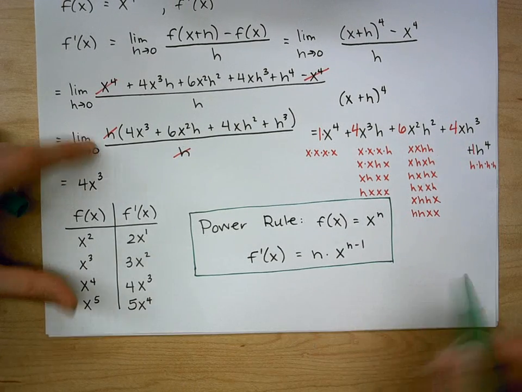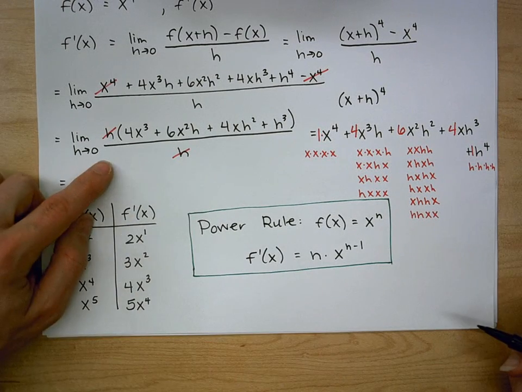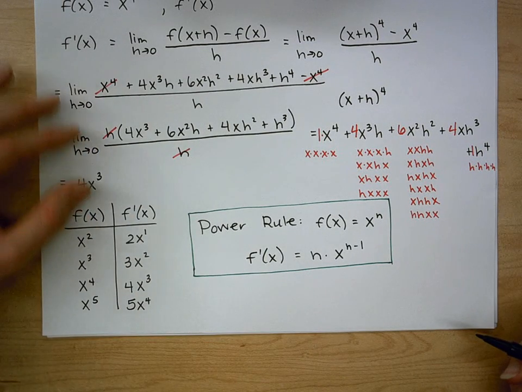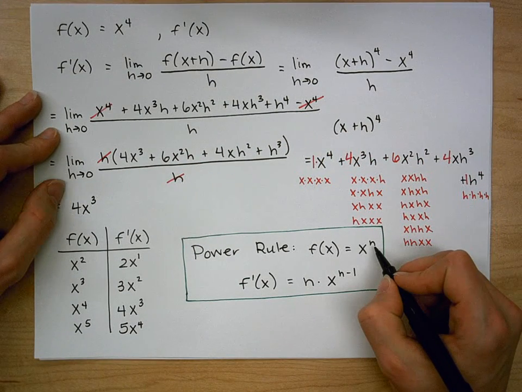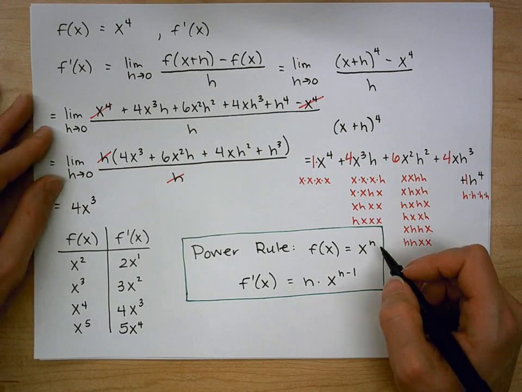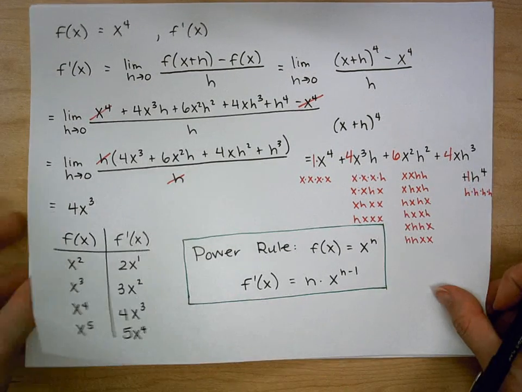Now that we know that, we can start using this instead of having to use the limit definition every time. And this works for any number here. It doesn't have to be a whole number. So if I wanted the square root of x, where n would be a half, I could start using this. And then we don't have to use the conjugate.